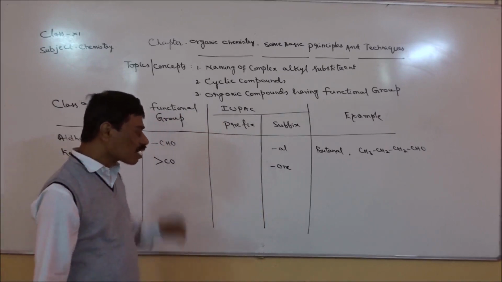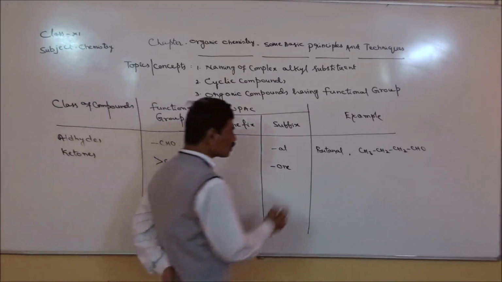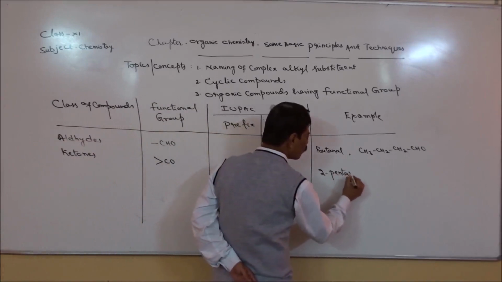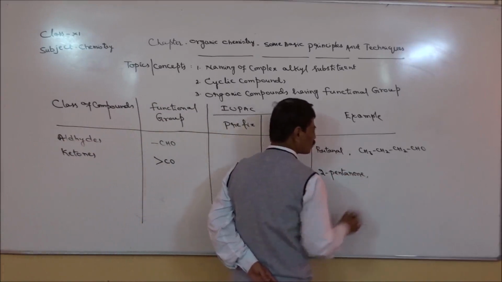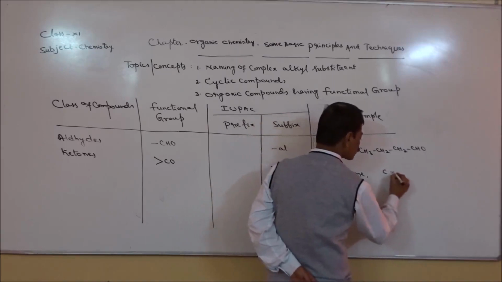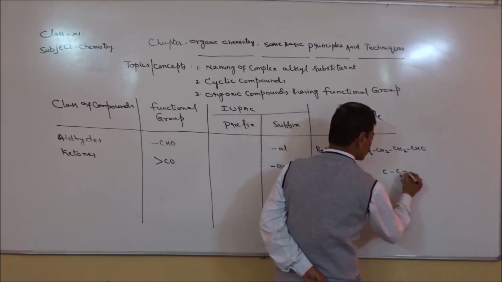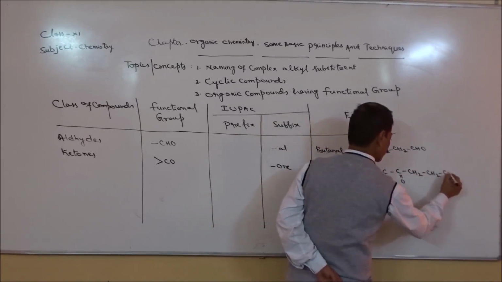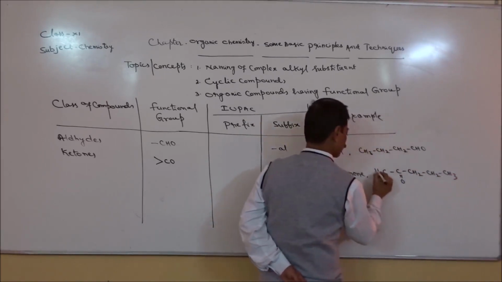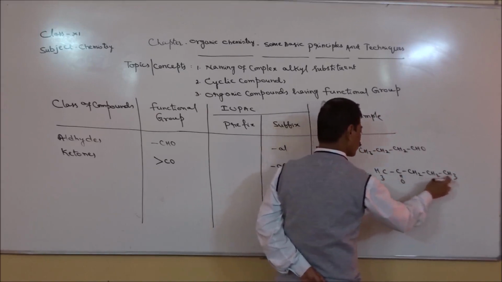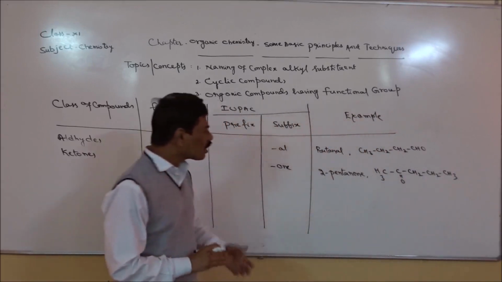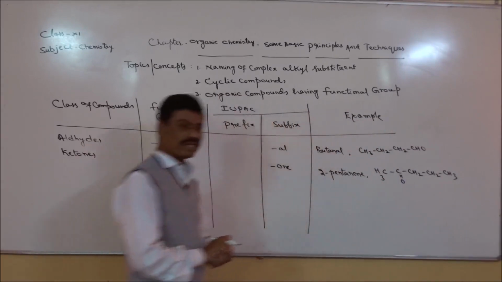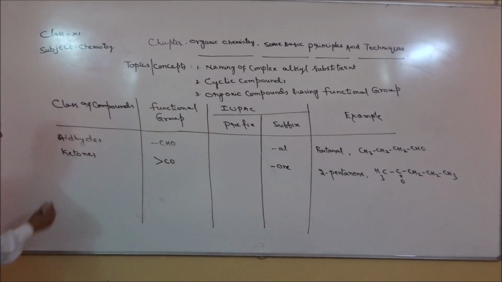An example for this compound is 2-pentanone. So 5 carbon atoms. It should have 1, 2, 3, 4, 5. So to the second carbon atom, the ketonic functional group is linked. So it is 2-pentanone. Now we will move to halides.